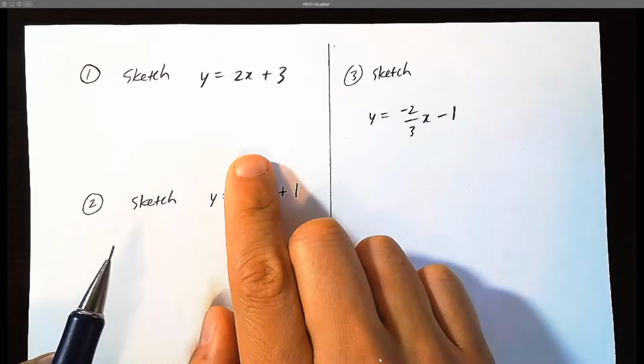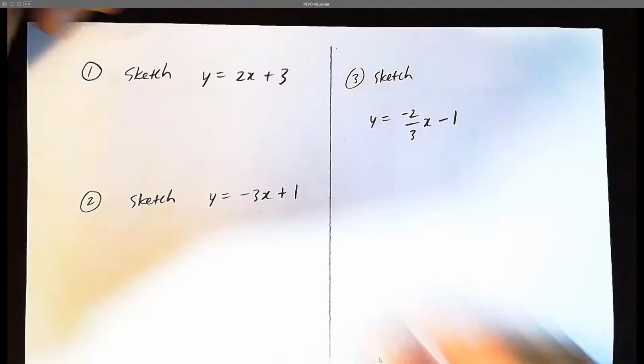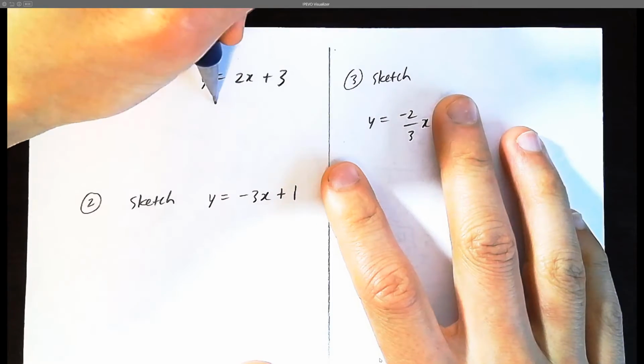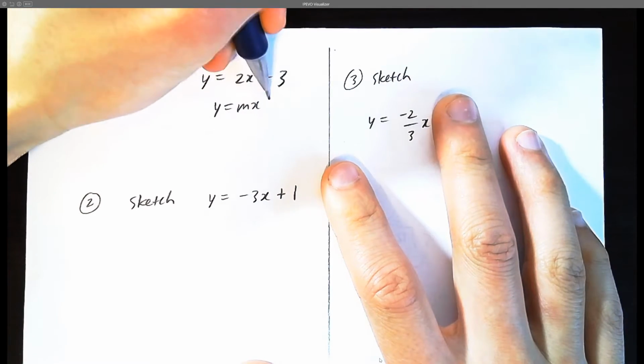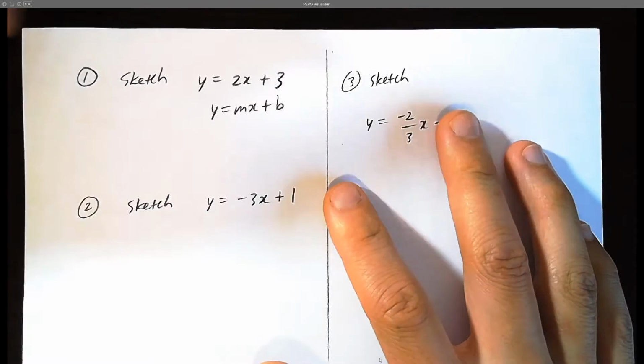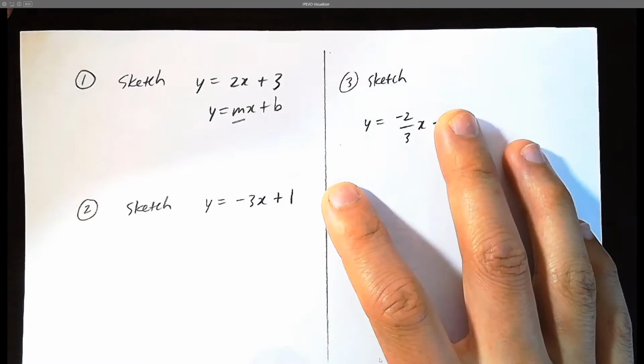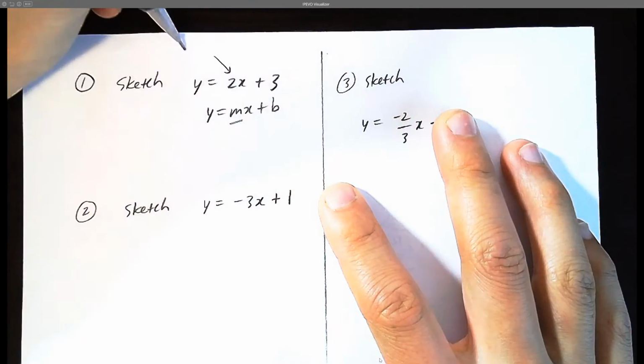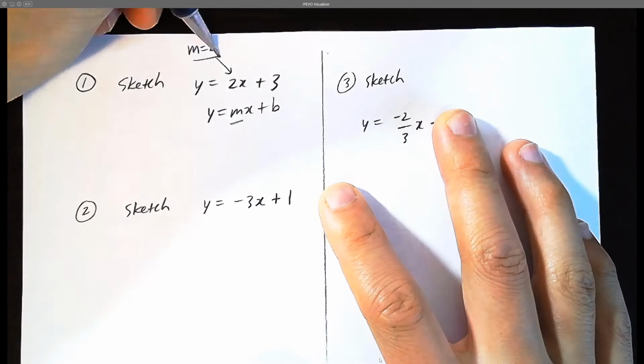Let's sketch y equals 2x plus 3. This is a line. Y equals mx plus b is the slope-intercept form of the line. And so the variable m represents the slope. The slope here is 2. M equals 2.